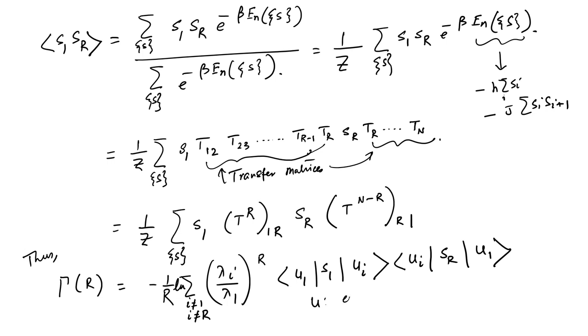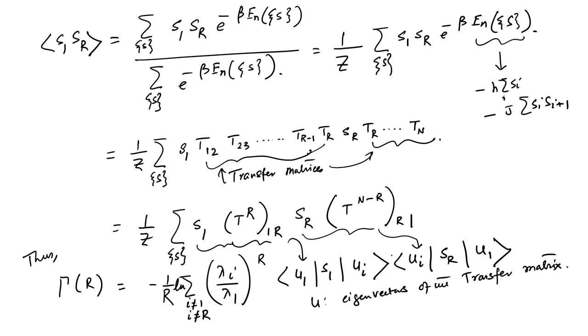The u's are the eigenvectors of the transfer matrix, and the lambdas are, of course, the eigenvalues of the transfer matrix. You see, there is a sum over i. Now, i cannot be equal to either 1 or R. Now, this T to the power R, the 1Rth element is nothing but this, and this element is nothing but this, and then we have to sandwich these. This means that this is actually equal to this, and this is equal to this, the expectation value.